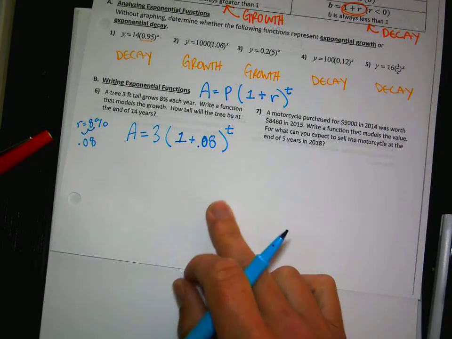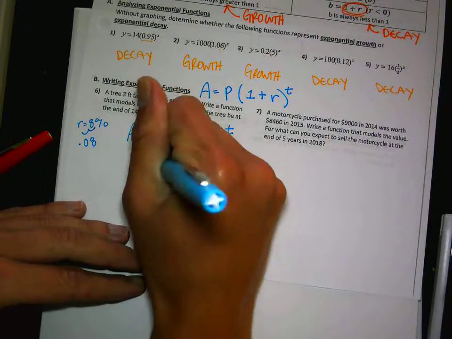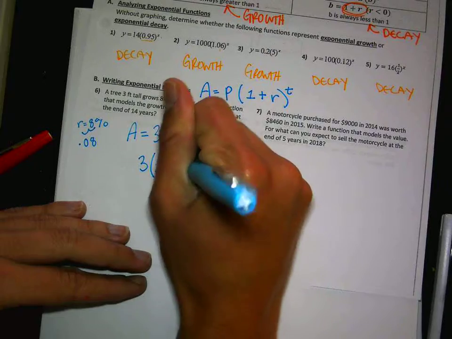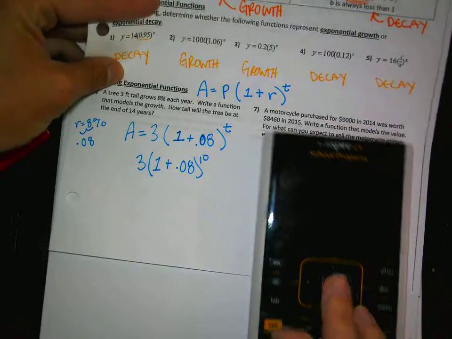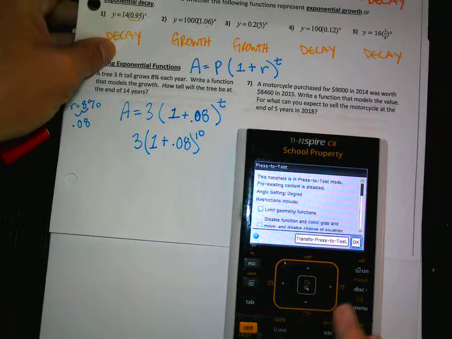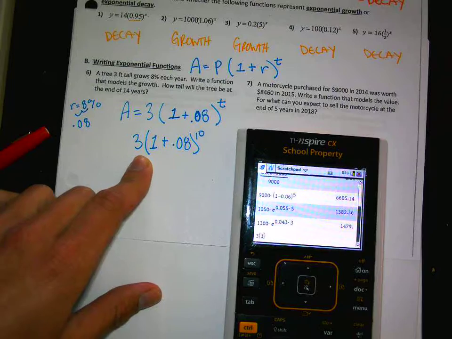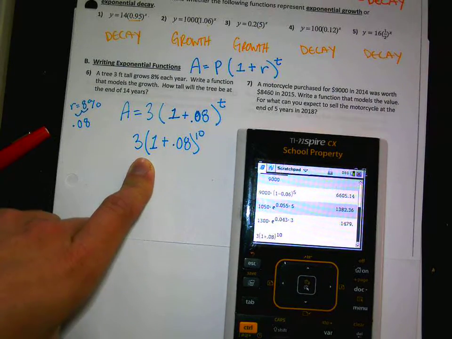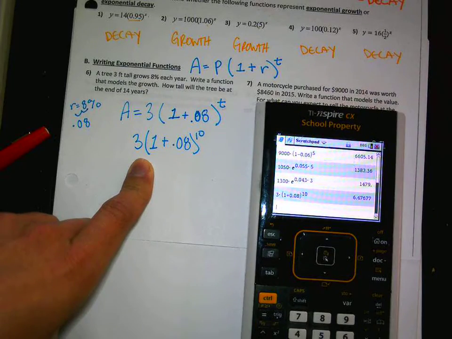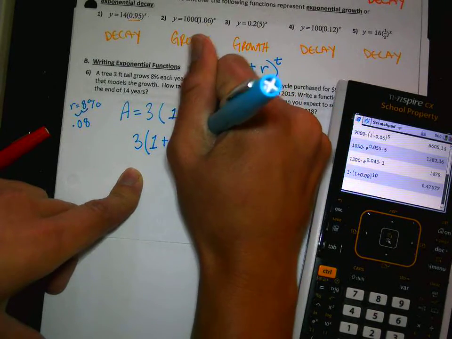And then it says, okay, how tall will the tree be at the end of 14 years? So where are you plugging in 14? Into the T. And we're not doing these by hand, nor will you ever have to do these by hand. So we're just going to plug them in. 3 times 1 plus 0.08 raised to the 10th power. Oh, not 10, 14. Why did I put 10? 14 years.